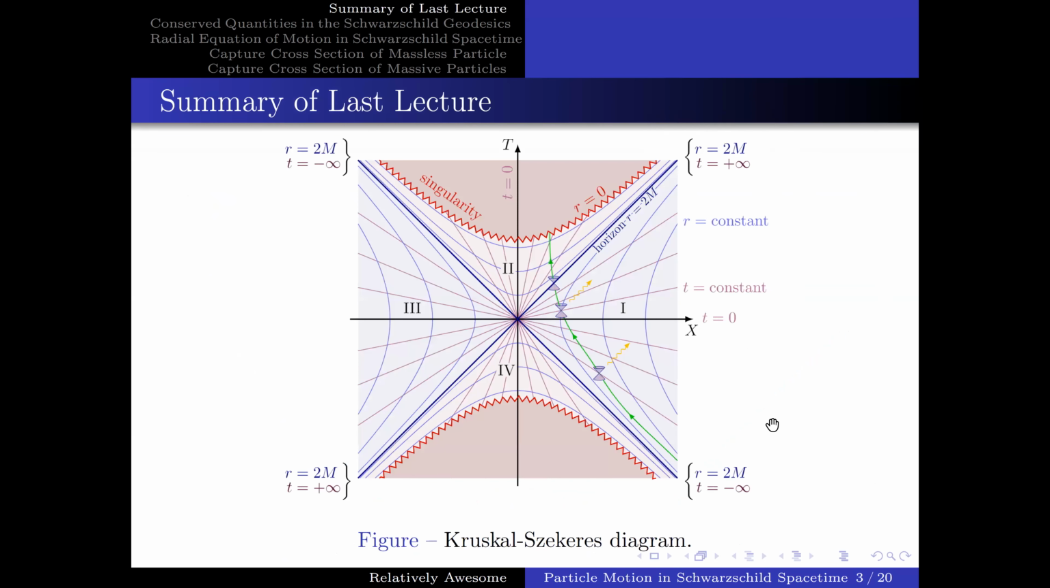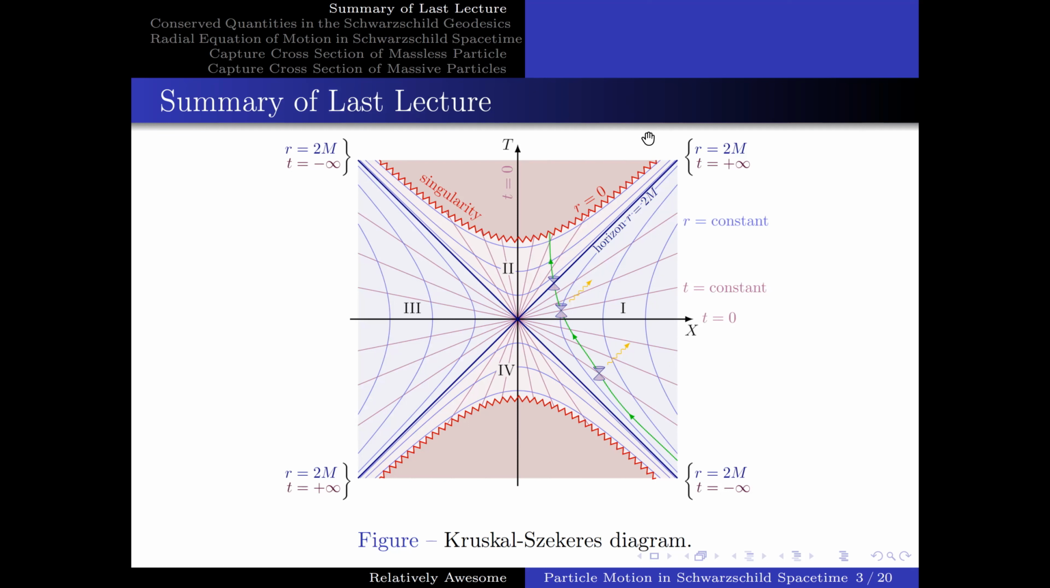In the last lecture, we learned how to draw Kruskal-Szekeres diagrams and Penrose-Carter diagrams for Schwarzschild spacetime. In this diagram here, the horizontal axis is the capital X axis and the vertical axis is the capital T axis. We can see from the blue lines that lines of constant small r are hyperbolic, and from the gray lines, lines of constant small t are linear.